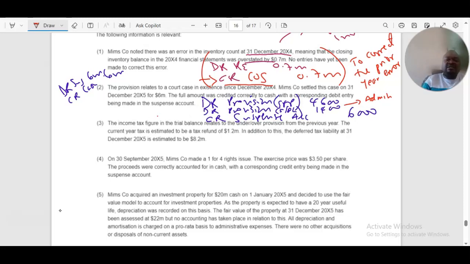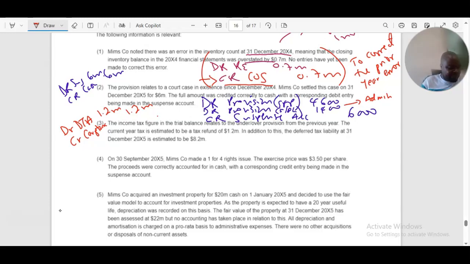So that simply means that we are going to debit deferred tax asset, how much? 1.2 million. And credit income tax, or corporate tax, which is given as 1.2. If we are crediting corporate tax, we know corporate tax is an expense, but if we are crediting it, we are reducing the expense.